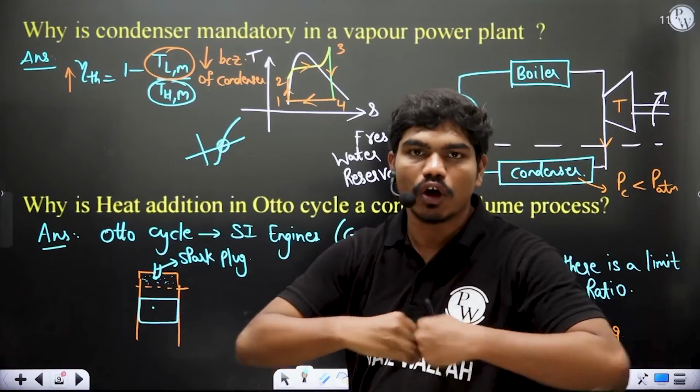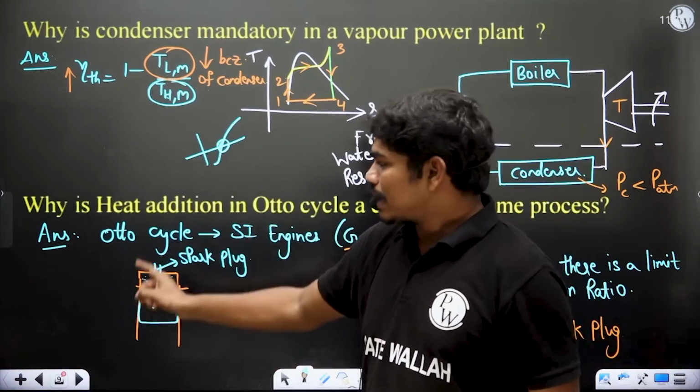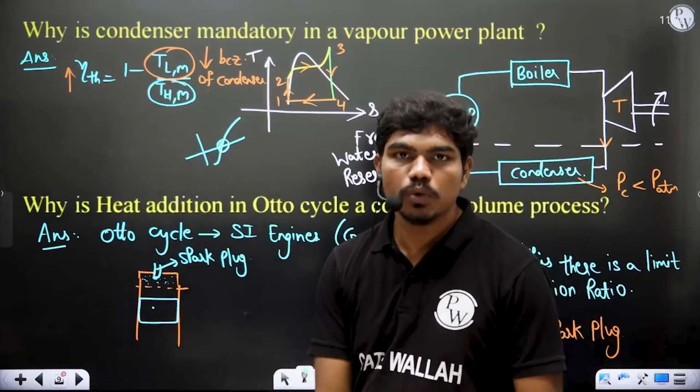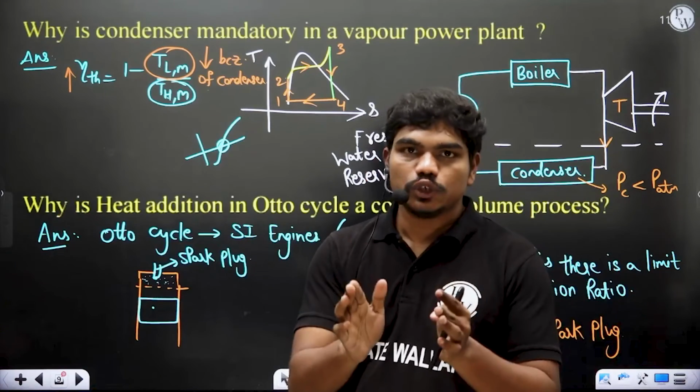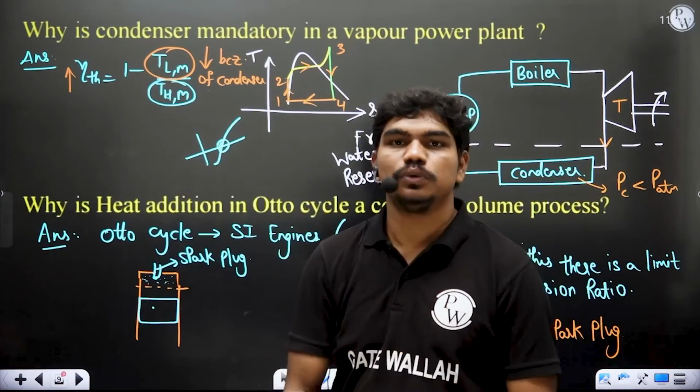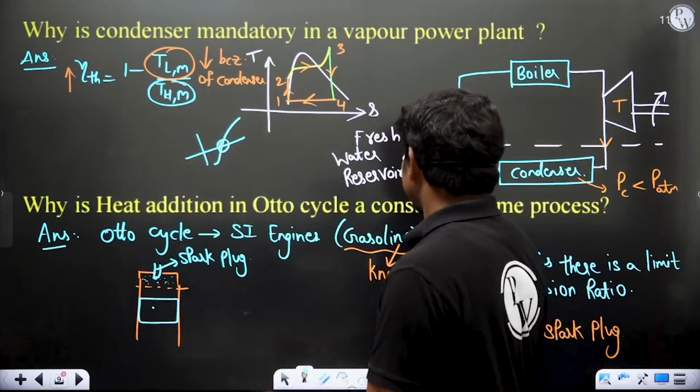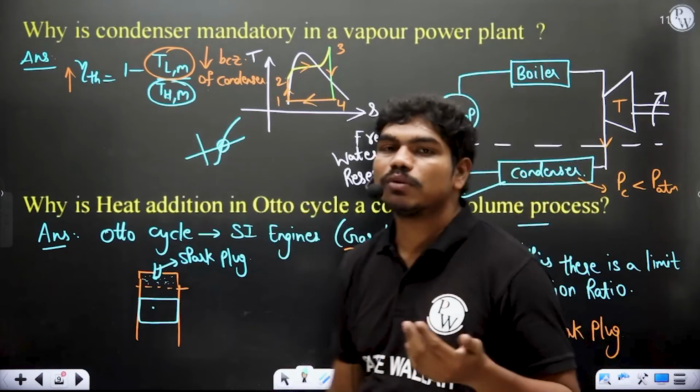So the heat addition happens all of a sudden. So that's why within the time of heat addition, the piston physically cannot move a great distance. So we'll assume the piston is not moving and it's staying there for easier analysis. That's it. So that's why the heat addition is basically a constant volume process.